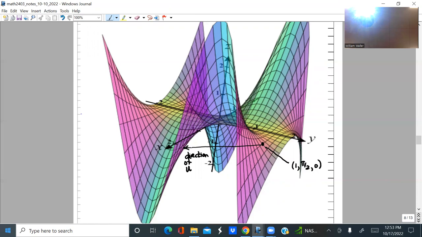Got these nice eights here. I think I tilt it to see it. There's the surface right there on the xy plane. There's 1 and pi over 2 and 0. And you might not believe it there, but the vector, okay?